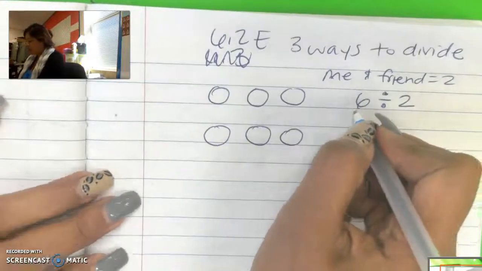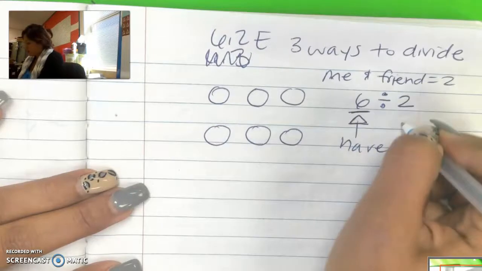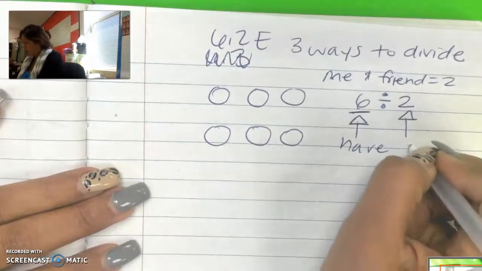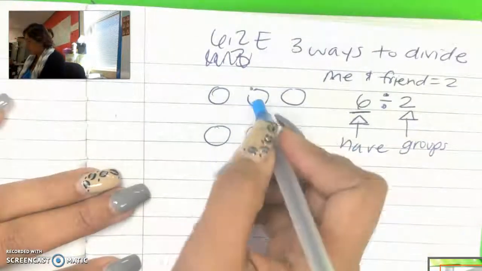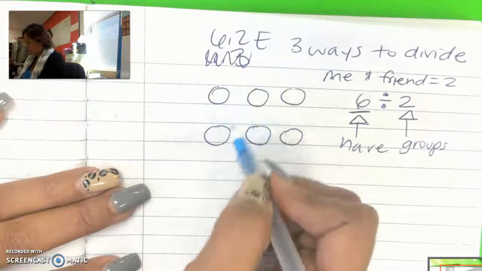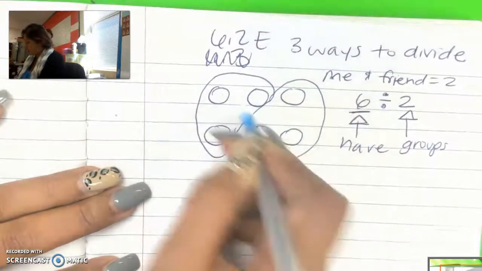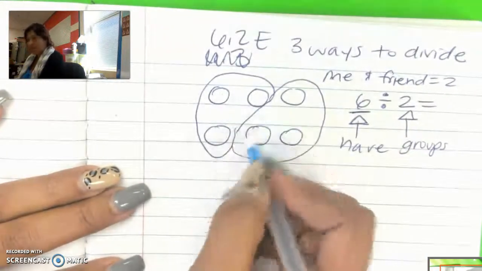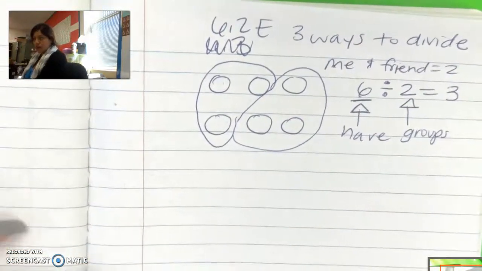So see, you start with what you have and you divide by how many groups. So I'm going to separate it into 2 groups. The way I would do it, I would go 1, 2, 3. That's one group and there's another group. So my answer would be there's 2 groups and in each group there's 3. So that's how you do division.